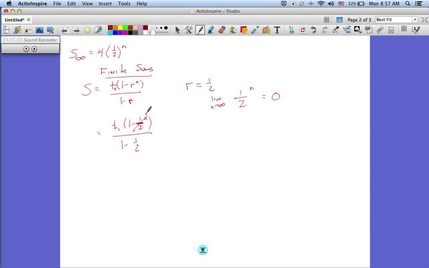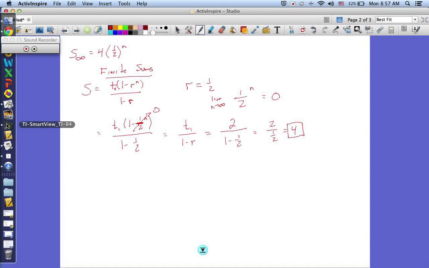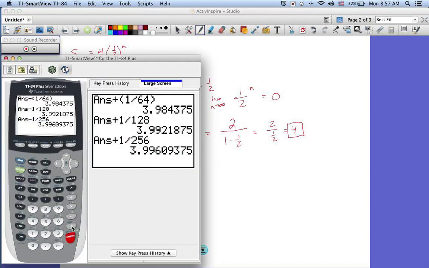Well, if that is heading to 0, this is really just t sub 1 over 1 minus r. So our first term here, plug a 1 in, was 2. 2 over 1 minus 1/2, that's 2 over 1/2, which is 4. So that sequence, if you look on the calculator here, you can see that's heading to 4.